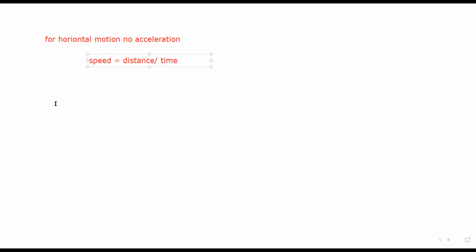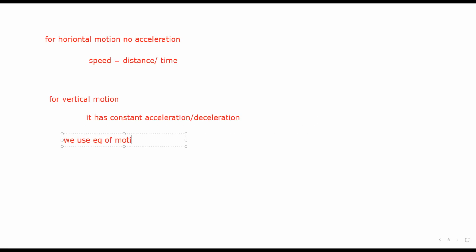But for vertical motion, because there is acceleration, which is constant due to gravity, acceleration or deceleration, we use the equations of motion. And what are the equations of motion? The four equations of motion. We have, first, v is equal to u plus at.